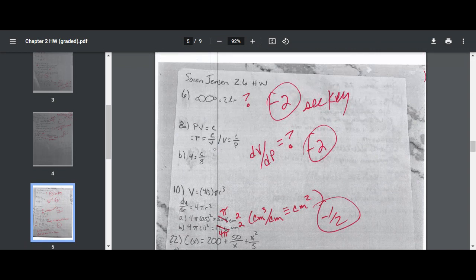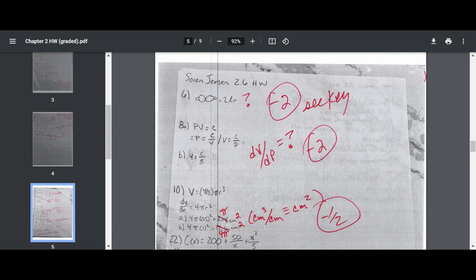Coming back to number 8, we had the law where pressure times volume is a constant. And I don't have the actual problem, but you want the rate of change of volume compared to pressure. So you have to solve it for dV/dP. It's just like f prime of x is df/dx. So if I want V prime, I'm taking the derivative of V with respect to P.